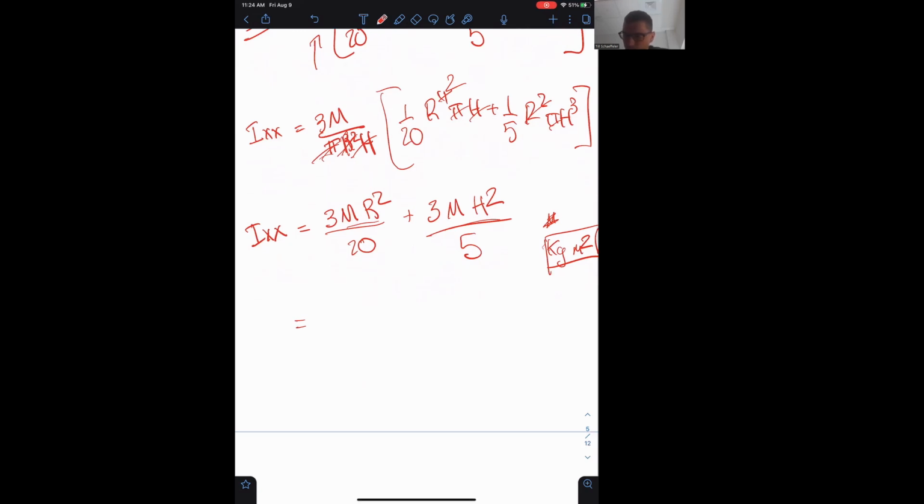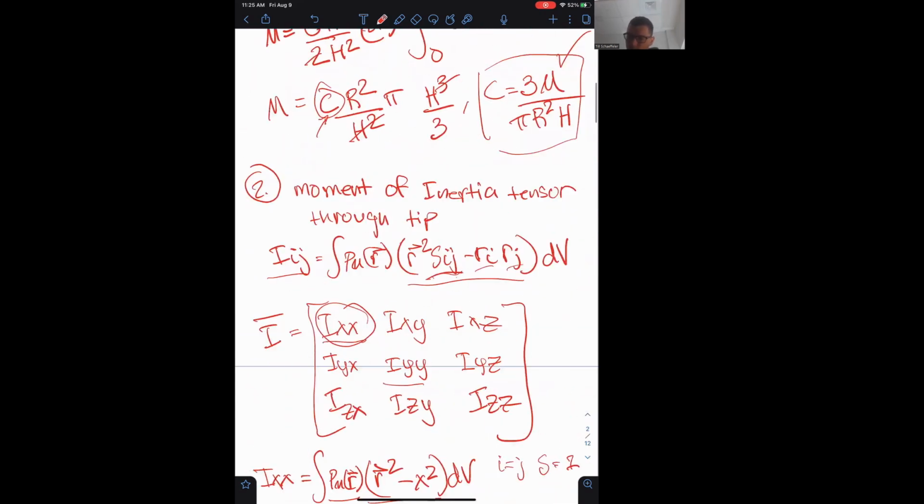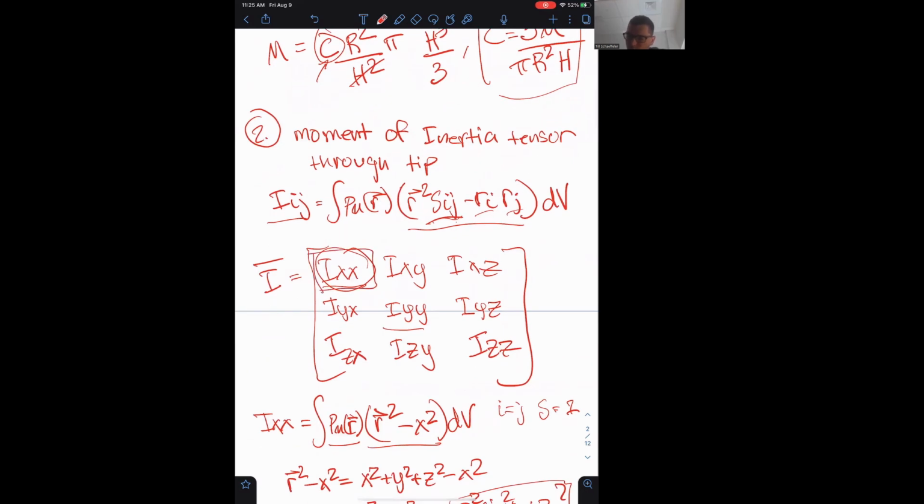We can simplify this a little more. We can pull out 3m over 20, that gives us r squared plus 4h squared. Okay, so that's Ixx. Now, that is only one of the terms, and we have to do 9 total, so 8 more. That sounds like a lot of work, but a lot of these are going to end up being 0, so it's not as hard as it seems.